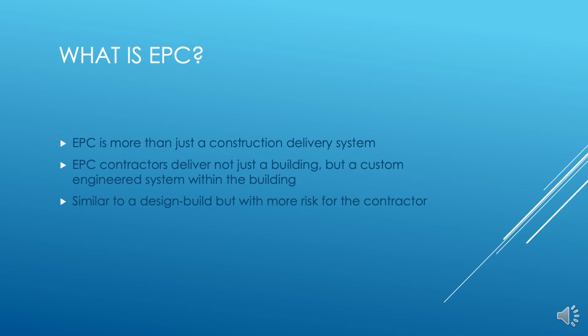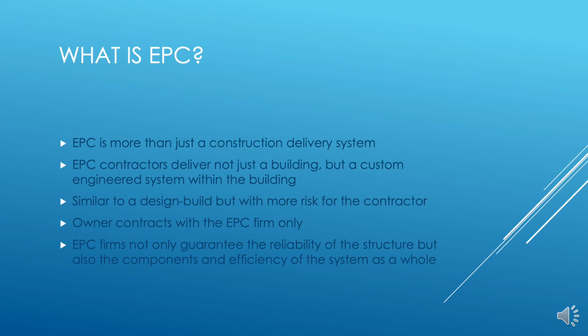EPC is similar to design build, but with more risk for the contractor. In a traditional design build contract, some of the risk is shared between the owner and the contractor. These risks typically include unknowns such as site conditions. In any EPC contract, all of the risks are usually transferred to the contractor. In an EPC delivery system, the owner contracts with only the EPC contractor and no one else.